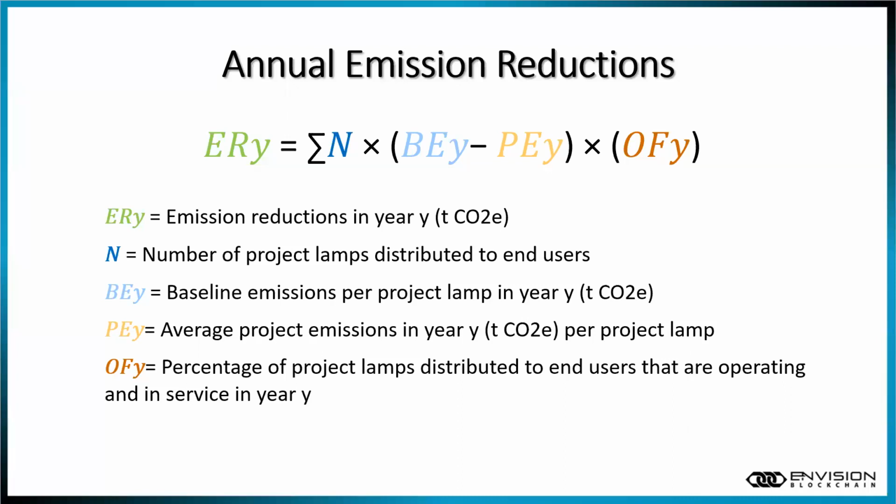The product of N here is the difference between the baseline emissions and the project emissions, and then that's multiplied by that last one, which was the percentage of project lamps distributed. And then you'll have all of those resulting values summed to calculate the emission reductions of that year.